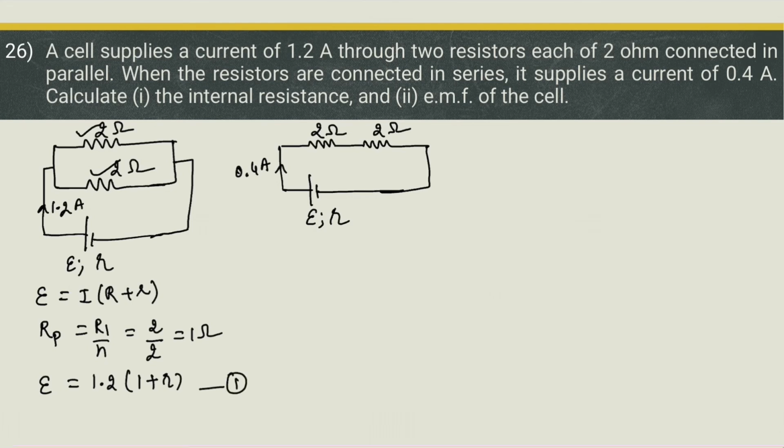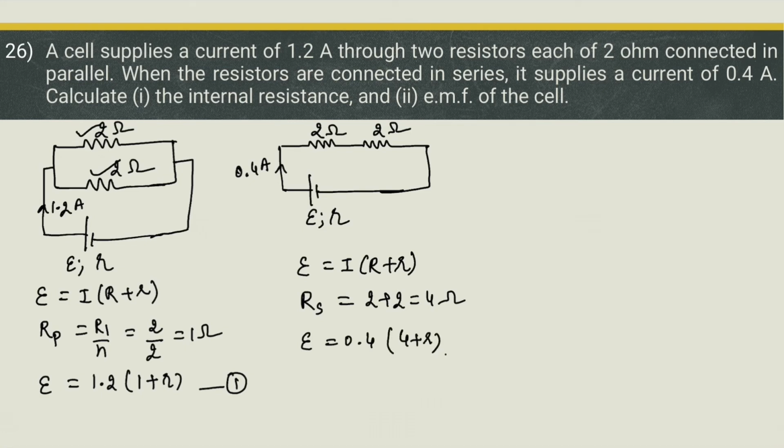Similarly, from the second circuit diagram, we can write the equation E is equal to I into R plus small r, where capital R this time is Rs, effective resistance of two resistors connected in series, 2 plus 2, 4 ohm. So EMF is equal to 0.4 into 4 plus small r, equation number 2. Now since the left side of both the equations is same, we can compare them. 1 is equal to 2.